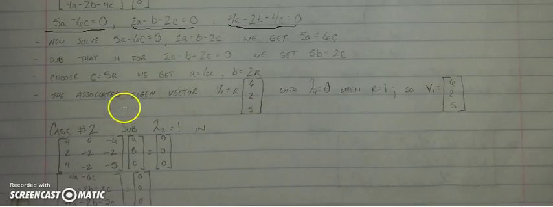So the associated eigenvector V1 is R times this matrix when the eigenvalue is 0 and when R equals 1. So our first vector is this guy right here.